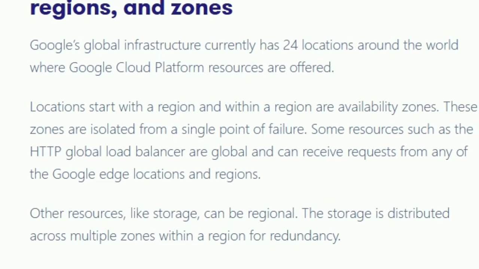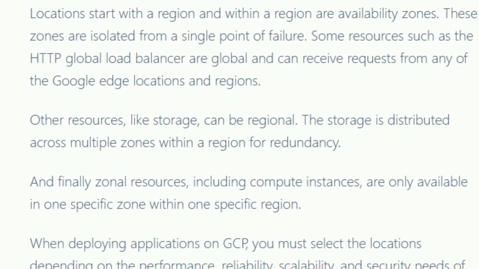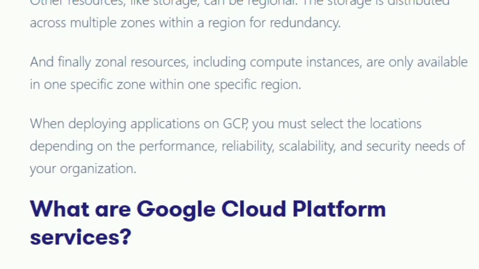Other resources like storage can be regional. The storage is distributed across multiple zones within a region for redundancy. And finally, zonal resources, including compute instances, are only available in one specific zone within one specific region. When deploying applications on GCP, you must select the location depending on the performance, reliability, scalability, and security needs of your organization.